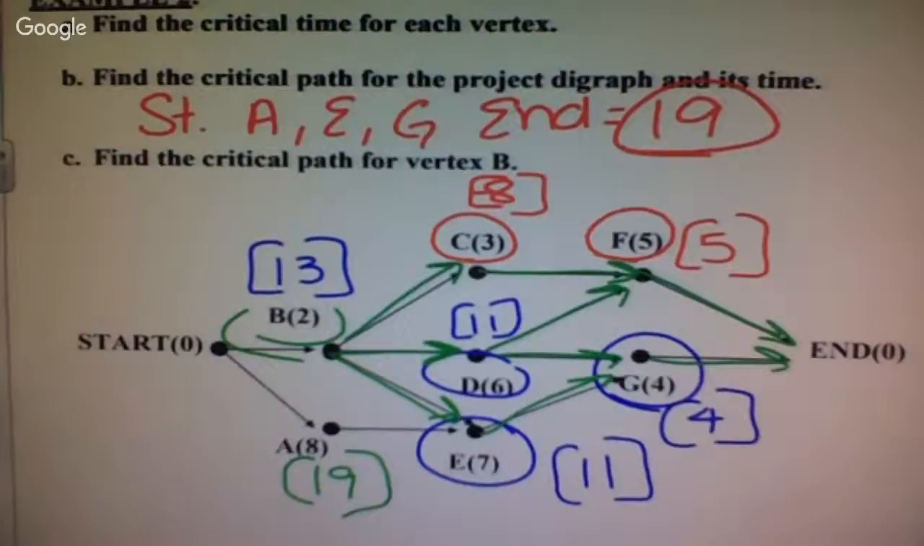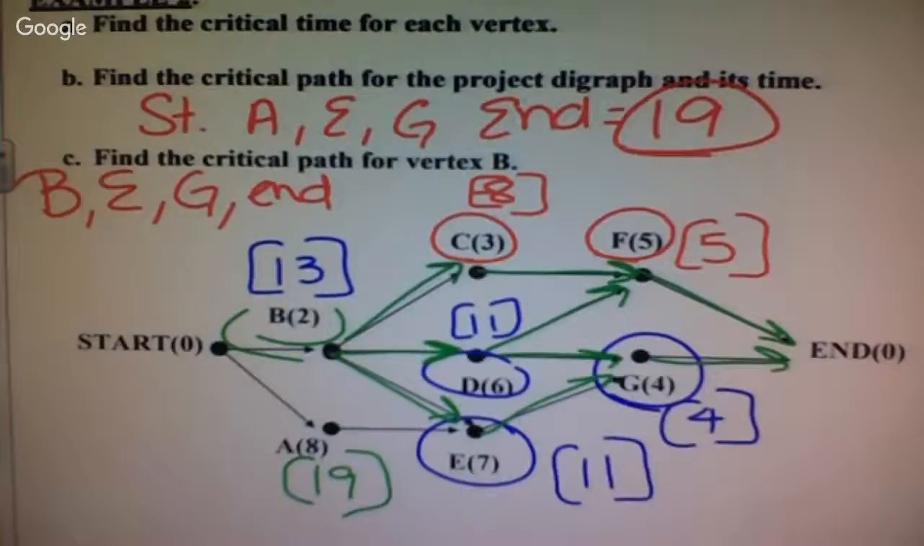Okay. When they say find the critical path for vertex B, they want to know what's the biggest way that I can start at B and get to the end. Start B, B, G, N. Okay. So B goes to D. D goes to, not to G. I think you said D. I said B, E. Oh, I'm sorry. I could have sworn you said D. My bad. B, E, E to G, and G to the end.